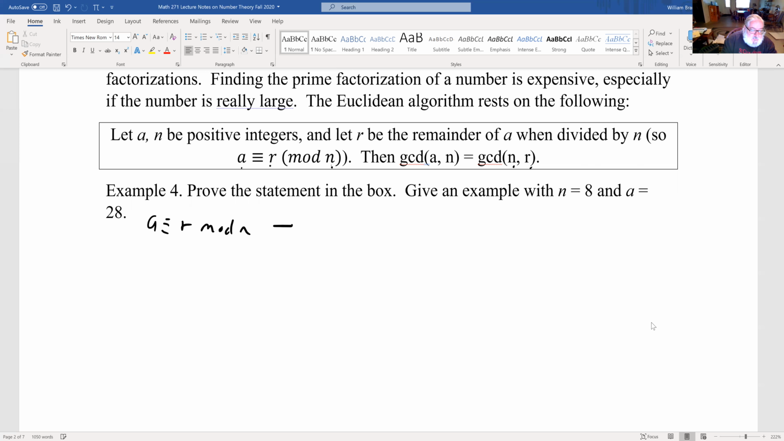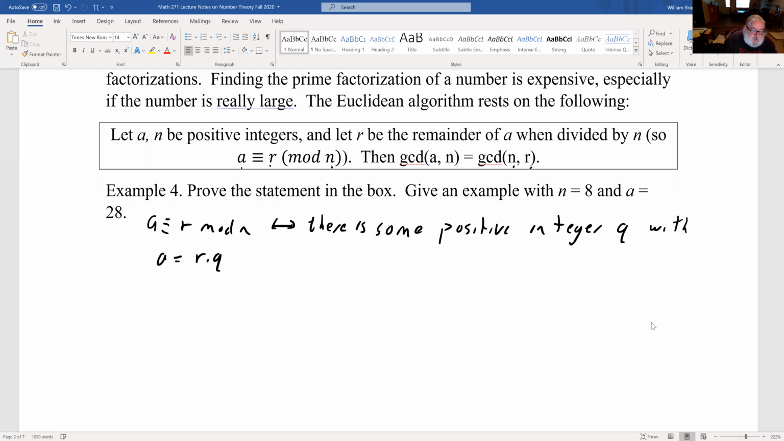What does this statement mean? That means that there is some, and everything's a positive integer here, right? So some positive integer, usually called q for quotient, with a equals n times q plus r for remainder. Right? So if we're using 8 and 28, 28 would be 8 times 3 plus 4, right? This is my number q.